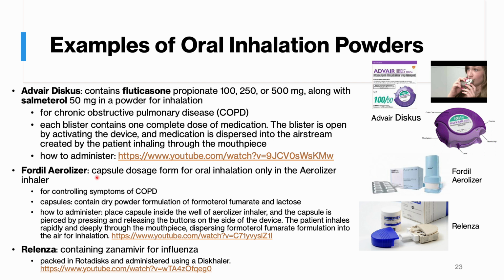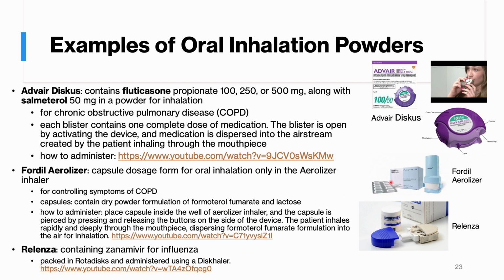Another example is the Foradil Aerolizer. This one includes a capsule for oral inhalation, and the capsule is used in the Aerolizer inhaler. This product is also for controlling symptoms of COPD, or chronic obstructive pulmonary disease. The capsule contains a dry powder formulation of formoterol fumarate and lactose. The active API is formoterol fumarate, and the lactose is an excipient.